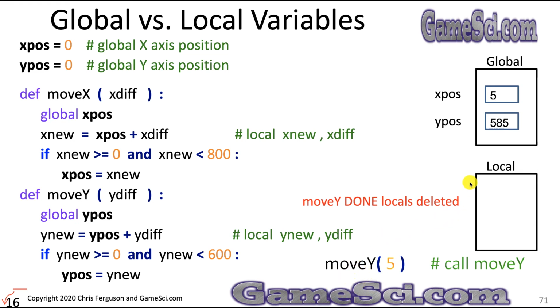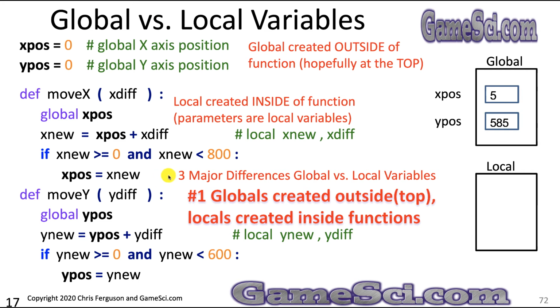Also notice at the end of the functions, what happened to my local variables? They disappeared. That's the definition of a local variable. It gets created when the function is called. It gets deleted when the function returns.